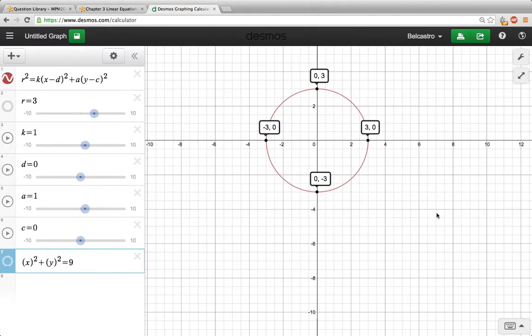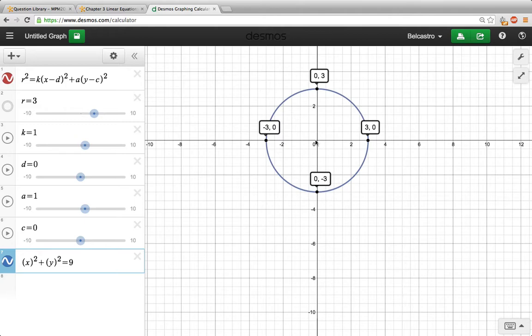So if we go over and take a look here, I've given all of these letters values. Here's our parent function. If you write it into an equation, this is what it would look like. X squared plus y squared, and that's because k is 1, and we don't need to write that in. A is 1, we don't need to write that in. C is 0, y plus 0 is just y, and d is 0, x plus 0 is just x. And our radius is 3. Well, 3 squared is 9. So if we take a look, there we go.